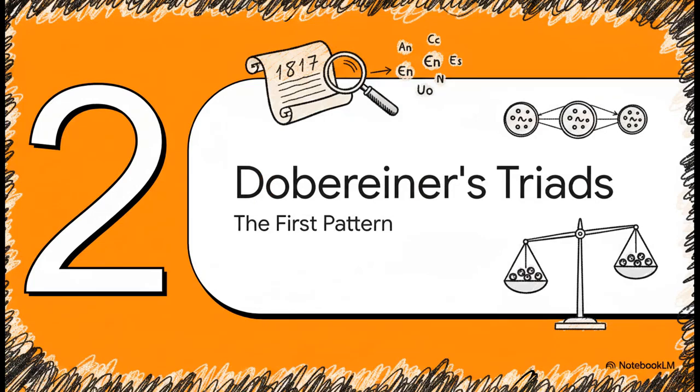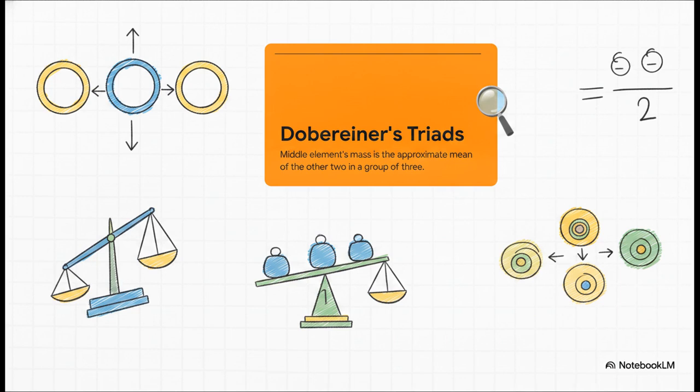Section 2. Dobereiner's triads. The first pattern. The year is 1817. A German scientist named Johann Wolfgang Dobereiner started noticing something very interesting. He was actually the first person to try and find a mathematical pattern connecting the properties of elements to their atomic masses. He created what he called triads.